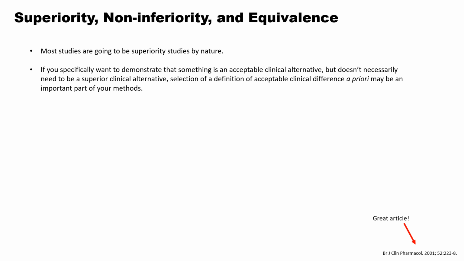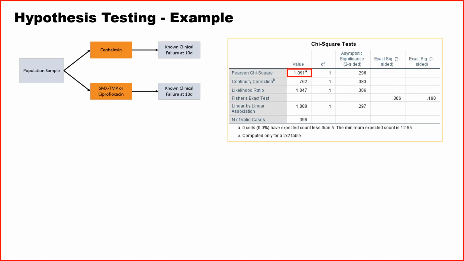So most studies are going to be superiority studies by nature. If you specifically want to demonstrate that something is an acceptable clinical alternative but doesn't necessarily need to be a superior clinical alternative, then selection of a definition of acceptable clinical difference a priori is going to be an important part of your methods. And just as a note, the article that I used and pulled these figures from is a really excellent article on this topic, and so I would definitely recommend it if you are trying to decide on a study design and whether you are really looking for superiority or non-inferiority.